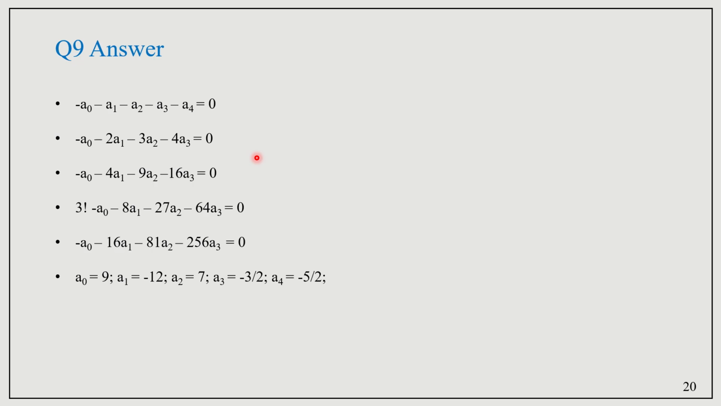And what we will get is A0 equal to 9, A1 equal to minus 12, A2 equal to 7, A3 equal to minus 3 by 2, A4 equal to minus 5 by 2. So we have 5 unknowns which we got by solving these 5 equations simultaneously. Now we are substituting these values which we calculated back in the equation.